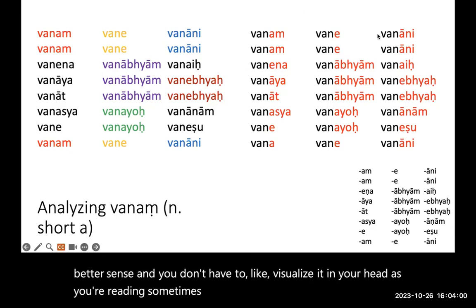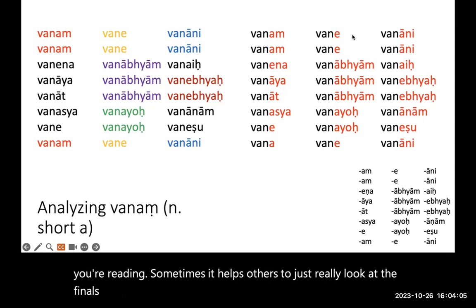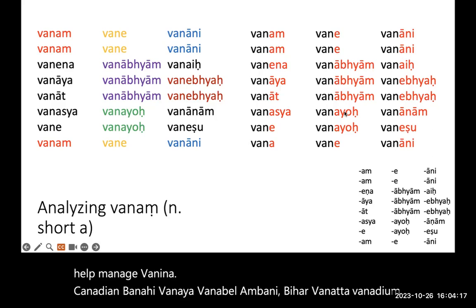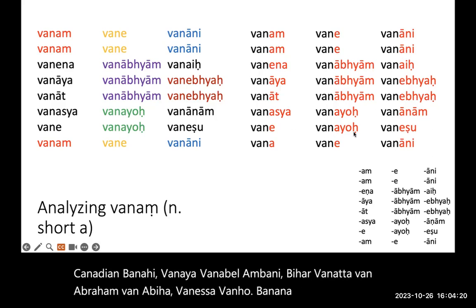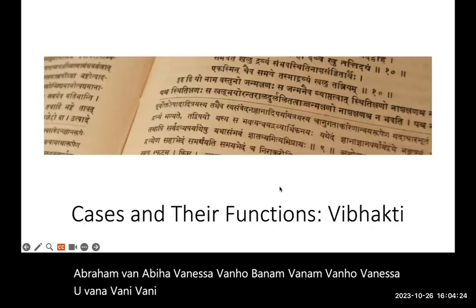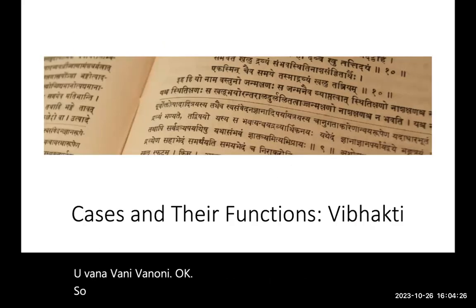Sometimes it helps others to just really look at the finals. Vanam, vane, vanani. The colors help. Vanena, vanabhyam, vanaihi, vanaya, vanabhyam, vanebhyaha, vanat, vanabhyam, vanebhyaha, vanasya, vanayoho, vananam, vane, vanayoho, vaneshu, vana, vane, vanani. Okay, so I want to look now at how these cases and functions work.